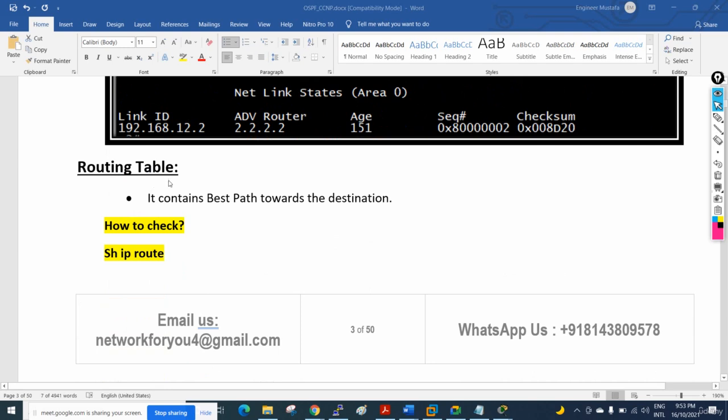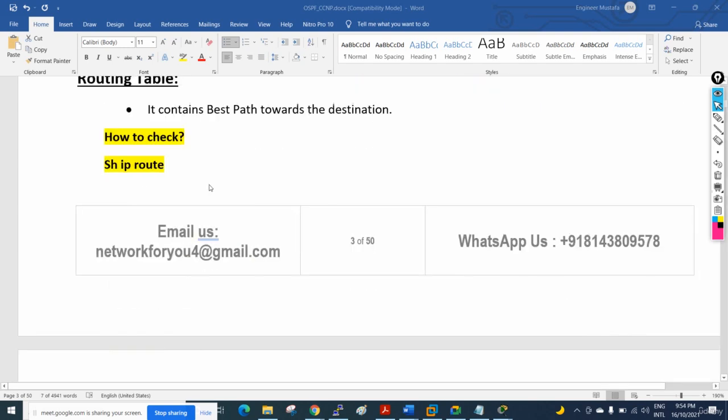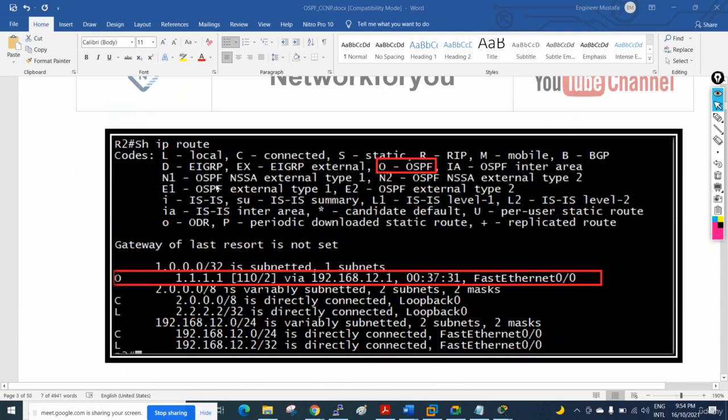And the last one is the routing table. As we already know, the routing table keeps the best route. It contains the best path towards the destination. How can we check? We will write show ip route. When we write show ip route, we get O, which is nothing but OSPF. If you see this O, you learned this route from OSPF, and the OSPF AD value, as we told, is 110. So you have 110 here, and this is the metric, which came from the cost.